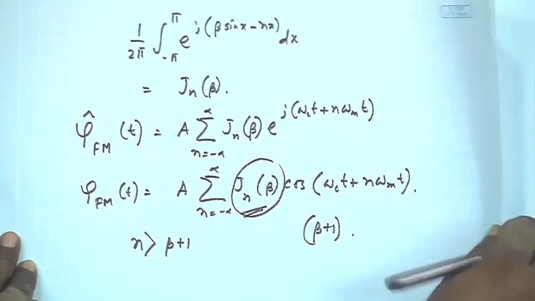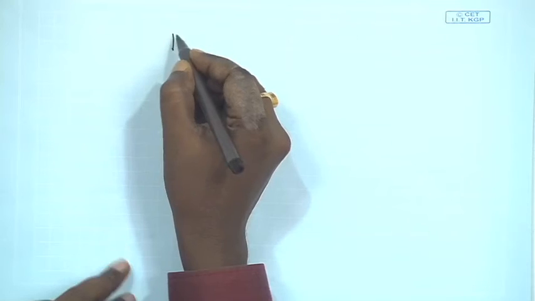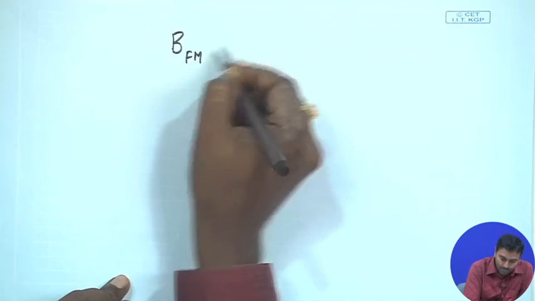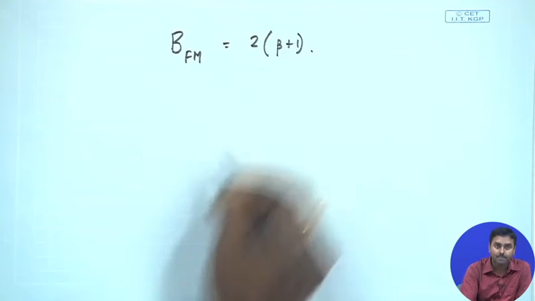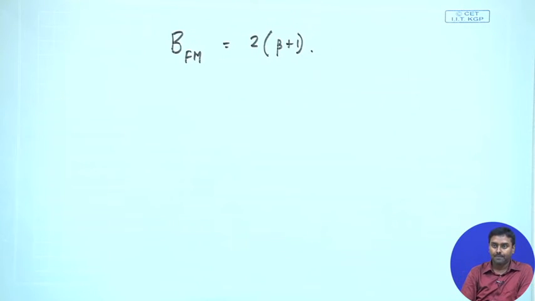So, basically what happens to my bandwidth? The overall bandwidth becomes, from omega_c I take beta plus 1 on this side and beta plus 1 on this side, that must be the overall bandwidth. So, I can immediately write that my FM bandwidth for this tone modulation must be 2 times (beta plus 1). So, this is something I can immediately write.